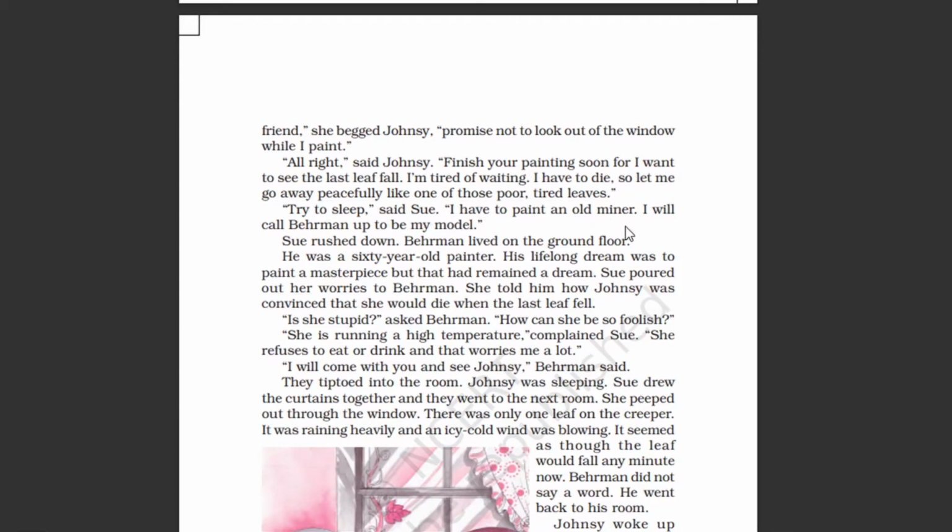"I have to paint an old miner. I will call Berman up to be my model." So what she said, that she has to finish her painting and she asked her to sleep. And she also told her that she is going to call Berman. Berman was an artist and he wants to paint a masterpiece. And so in order to take some suggestions from him, she said that I'm going to call Berman, and she wanted him to be a model for her.